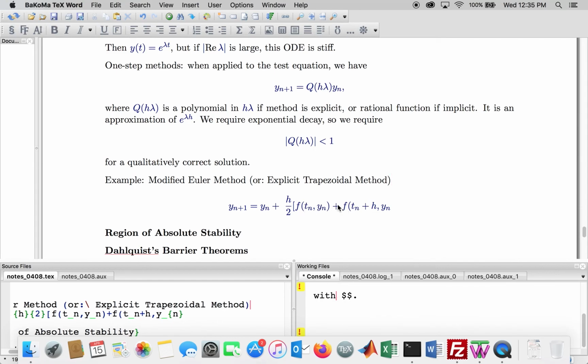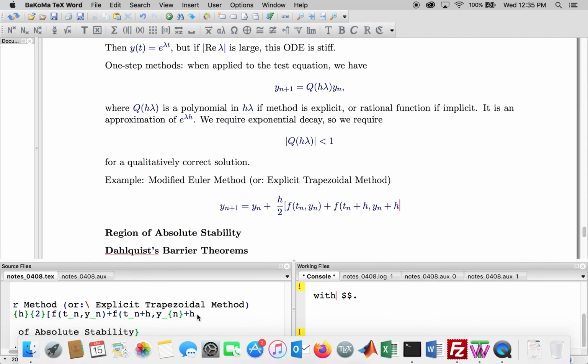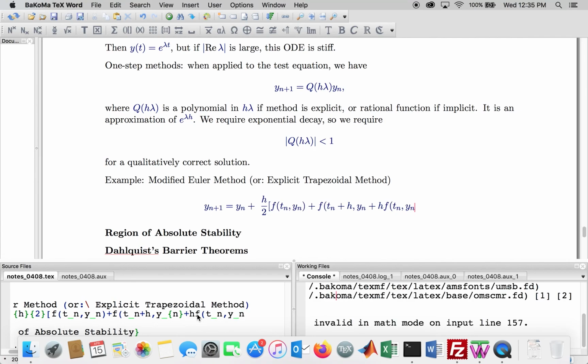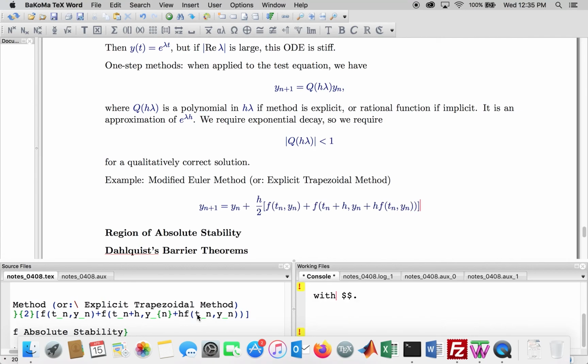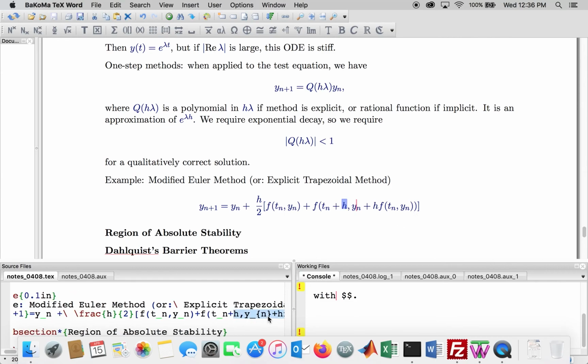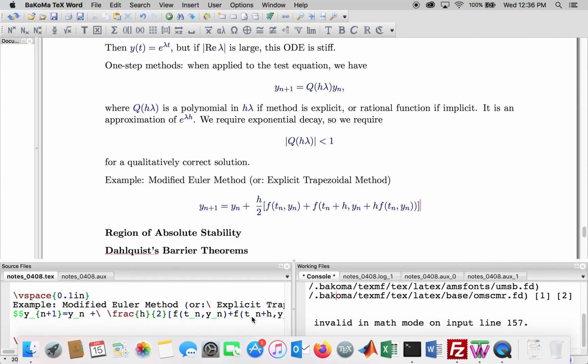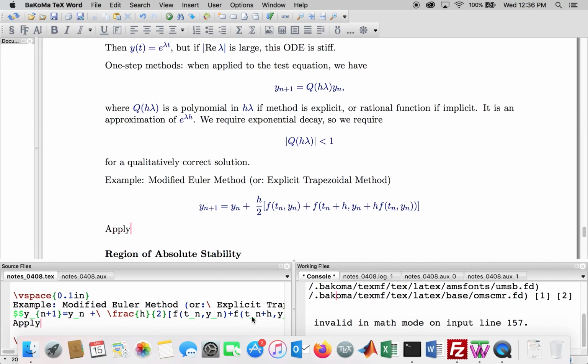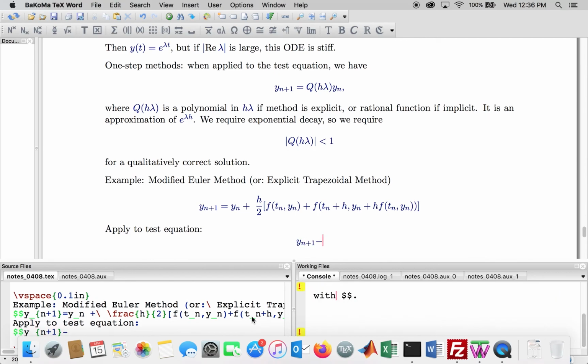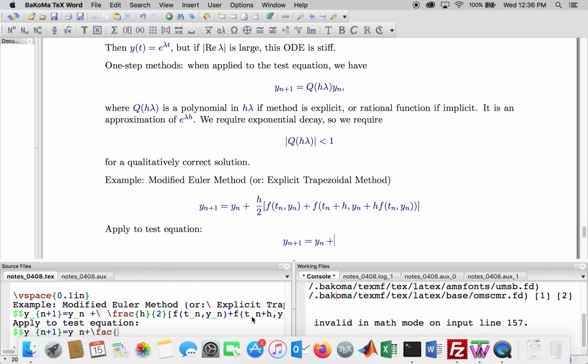So evaluate f at time tn, and then at tn plus 1, so tn plus h, and then yn plus h f of tn yn. So this is an approximation of f of tn plus 1, yn plus 1. It's just computed explicitly. In the implicit trapezoidal method, I have yn plus 1 in place here. That makes it implicit. Okay, so if we apply this to the test equation, what I have is yn plus 1 is equal to yn plus h over 2.